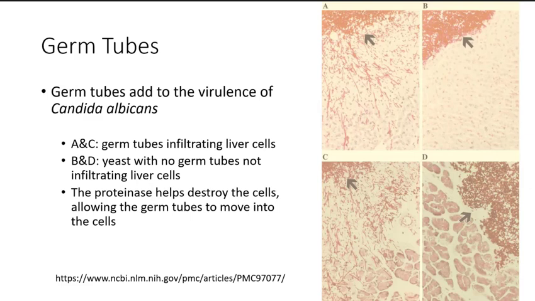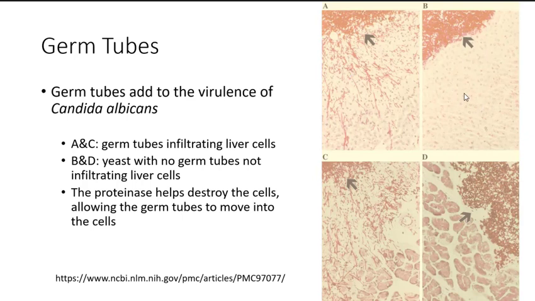Germ tubes add to the virulence of Candida albicans, and I wanted to show you why because I thought this was really interesting, and I just learned this today, so I thought I'd share. These are liver cells up here. Okay, and these are Candida albicans growing germ tubes, and these germ tubes also secrete this proteinase, so it will break down the protein in the liver cells here, shown here. So you can see how they're really infiltrating these liver cells here.